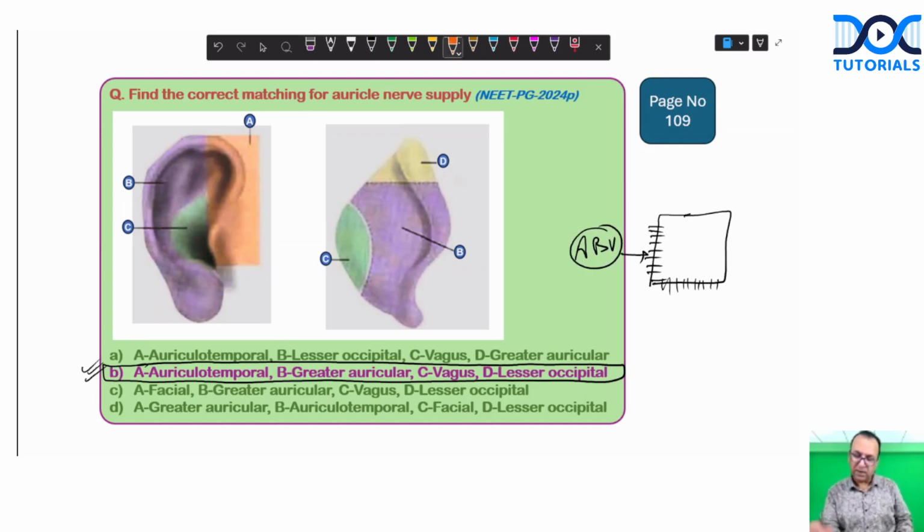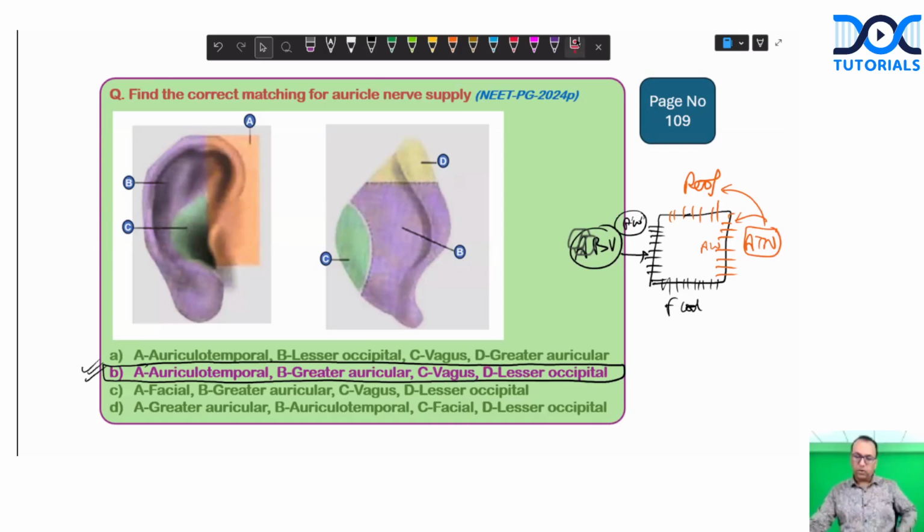And if we are talking about the anterior and the roof, as the diagram is showing, auriculotemporal nerve. Facial nerve does not supply at all, actually. Facial nerve does not supply. So this is the anterior wall. That is the roof. And this is the floor and the posterior wall, as the diagram is also making it evident.